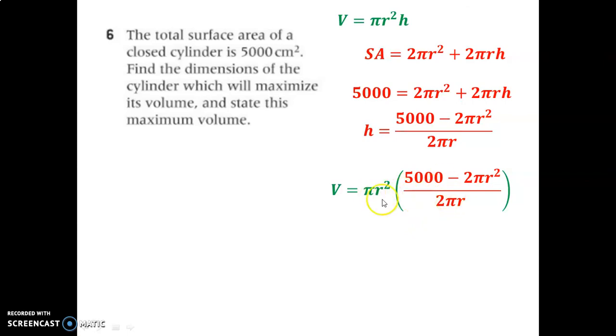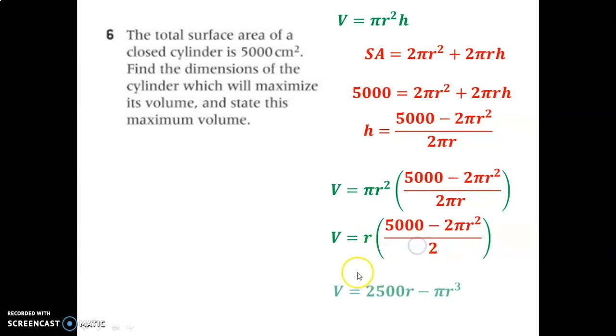Now to simplify this, when you multiply this, the pi will cancel. One of these r's again will cancel. You'll be left with just an r out here. So there's the r. Now the r is going to multiply this. So I get 2,500 r because I'm dividing by 2 also. So there's 2,500 r. And then r multiplied to here. Also these 2's cancel because you're dividing here by 2 also. But that r multiplies in there, r cubed. So check your algebra there. We have this volume formula. It is now in terms of one variable, r, which is what we need.